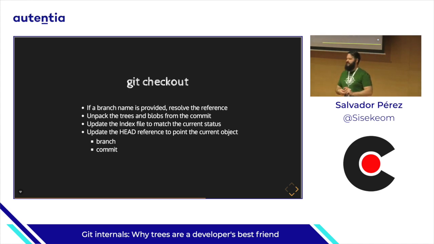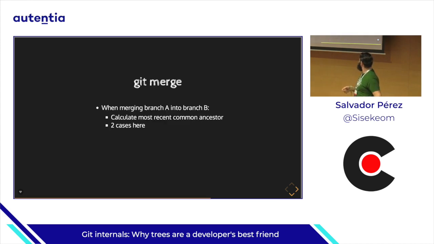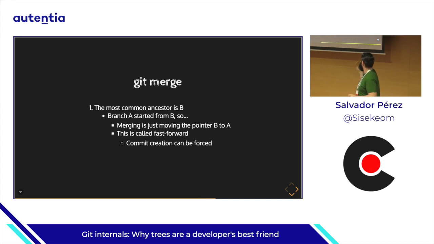Merge. Merge is the first interesting command, because we have two cases here. For the first one, well, I'll skip that. Well, no, not really. For git merge, what Git will effectively do at first is calculate the first common commit between the two branches, the one you are trying to merge and the one you are trying to merge into. It will calculate the most common ancestor, and that's where the two cases are.